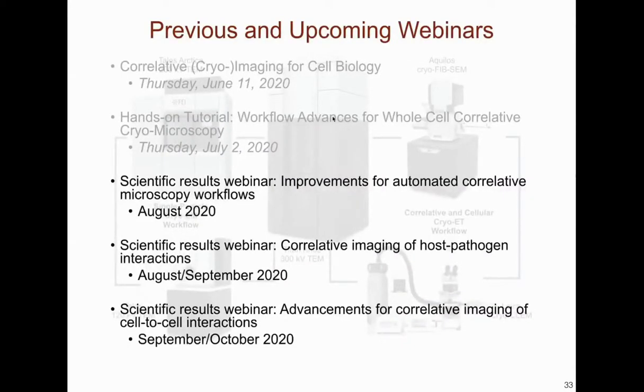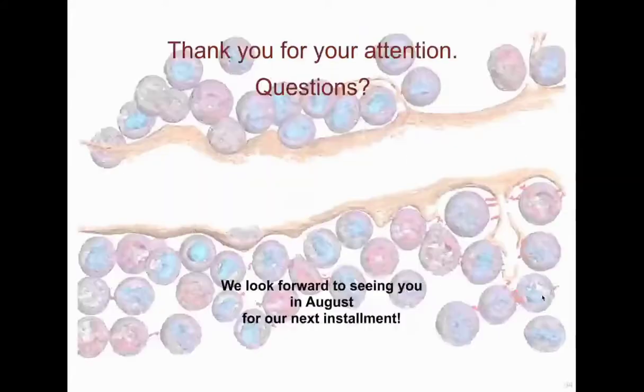I'd like to highlight our upcoming webinars in the series, and these are webinars that focus on some of our scientific results. As mentioned, in August we will have a webinar that discusses some improvements for the automation routines for correlative microscopy. And then later on, we will have 2 webinars to discuss how we can use correlative imaging to investigate host pathogen interactions, as well as how we can advance these routines to study complex cell-to-cell interactions.